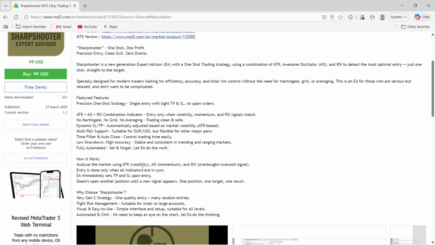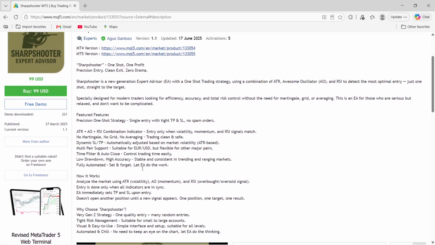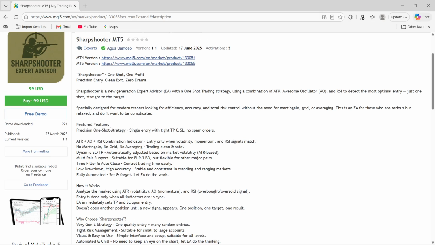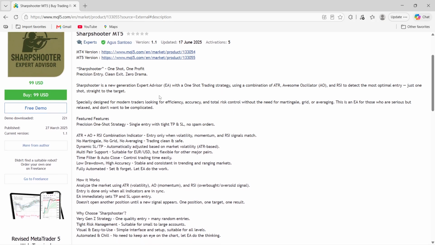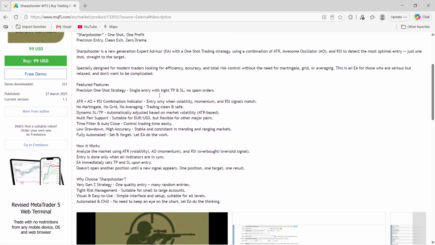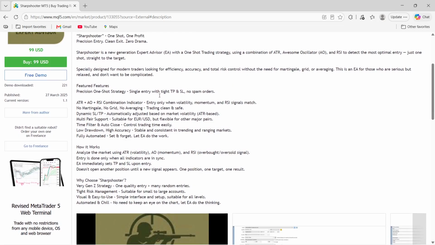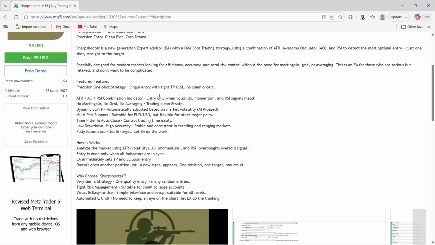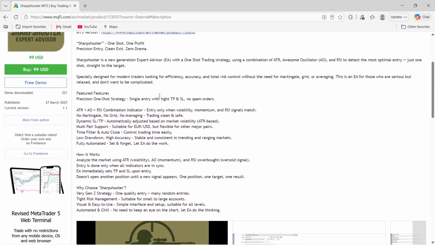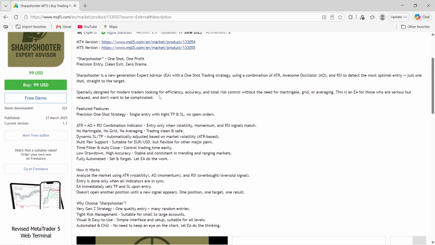All right. It's claimed that the EA is specifically designed for modern traders looking for efficiency, accuracy, and total risk control without the need for martingale, grid, or averaging. All right. So it's for traders who are serious but relaxed and don't want a complicated EA or a complicated trading system.